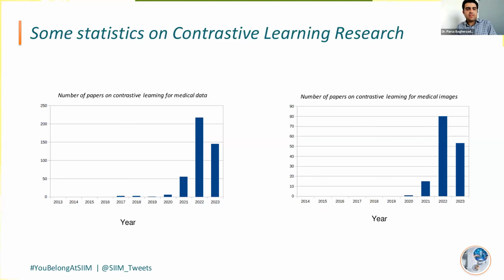So at the end, let me provide some statistics on contrastive learning research. In the past 10 years, we didn't see much research in contrastive learning for medical data, but in the past maybe 3 years, we have seen a jump. It shows that there are still rooms for improvement and for research. Specifically for medical images, only 80 research papers were published in 2022, and so far we have seen 50 papers. So the projection for the next 6 months maybe would be 100. So we would see an increase.